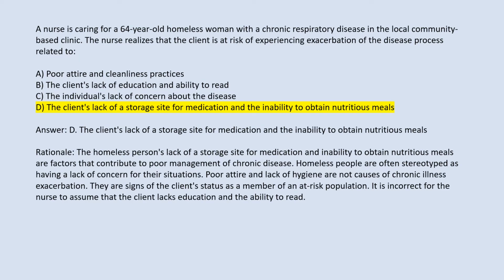Answer: D. The client's lack of a storage site for medication and the inability to obtain nutritious meals. Rationale: The homeless person's lack of a storage site for medication and inability to obtain nutritious meals are factors that contribute to poor management of chronic disease. Homeless people are often stereotyped as having a lack of concern for their situations. Poor attire and lack of hygiene are not causes of chronic illness exacerbation. They are signs of the client's status as a member of an at-risk population. It is incorrect for the nurse to assume that the client lacks education and the ability to read.